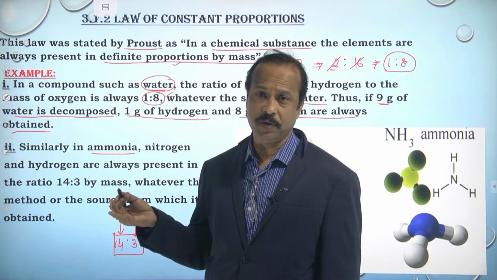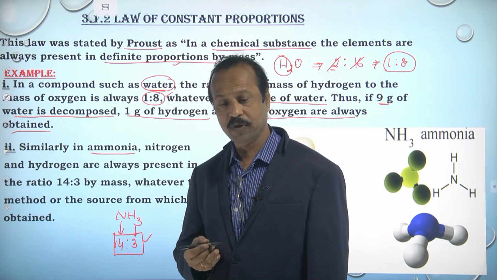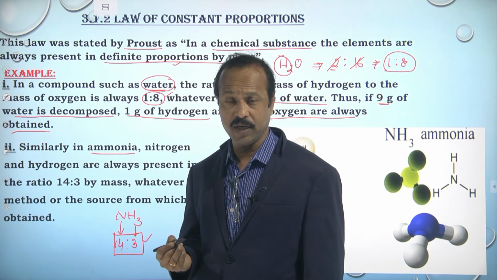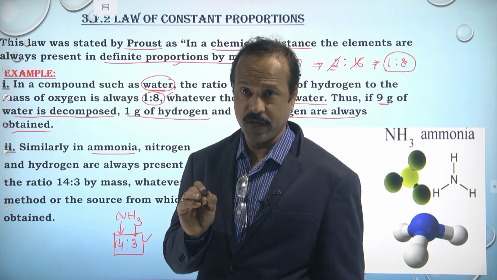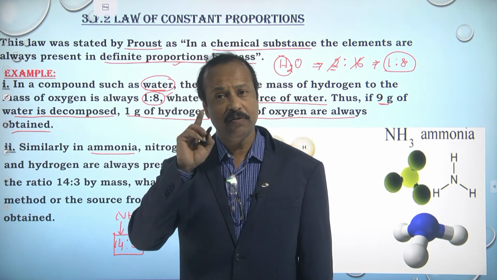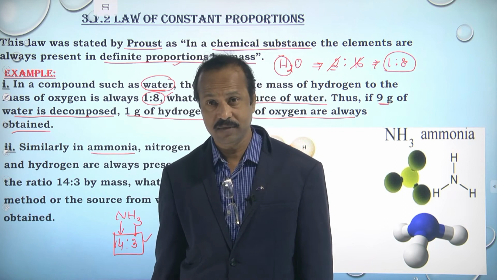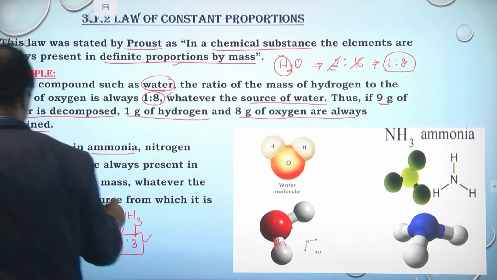However you prepare ammonia, it can be prepared in different ways, different methods. In the lab we can prepare ammonia very easily. But if you take one molecule of ammonia and see the mass ratio of nitrogen and hydrogen, that will always be 14:3. How much is it? 14:3. So here you see.